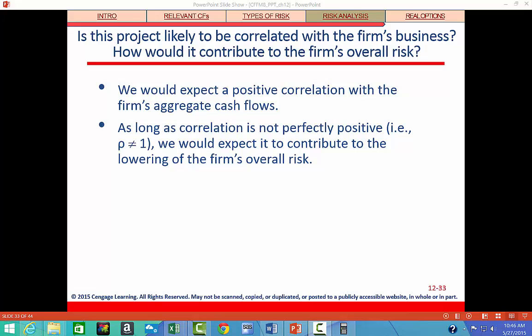However, remember that just as with stocks, whenever you add stocks into a portfolio that have less than a perfect positive correlation, then we do reduce the overall risk of the portfolio. And this is the same idea for a firm's projects and adding less than perfectly positively correlated projects together in a portfolio of projects that the firm holds. So then they can be diversified as a firm.